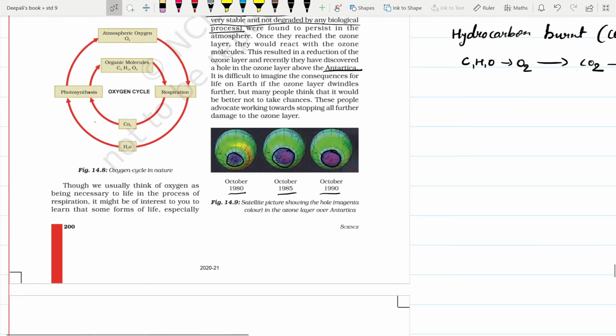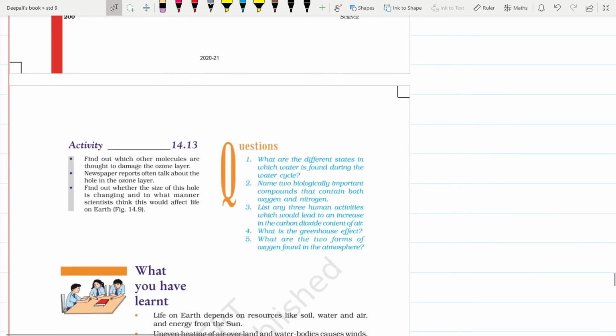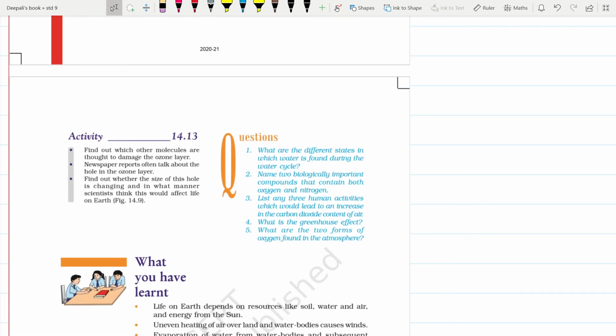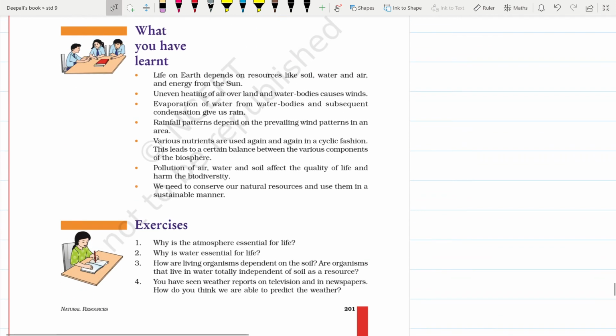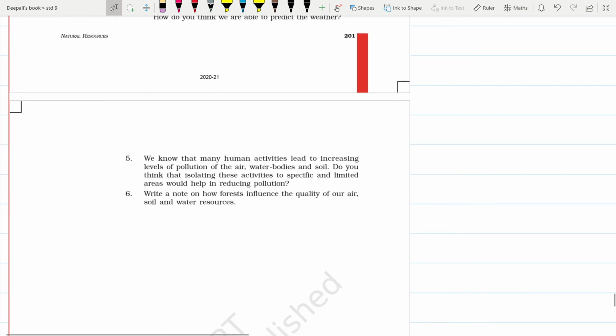I suppose the concepts of various biogeochemical cycles are clear to you, and you will be able to answer all the questions in the exercise now.